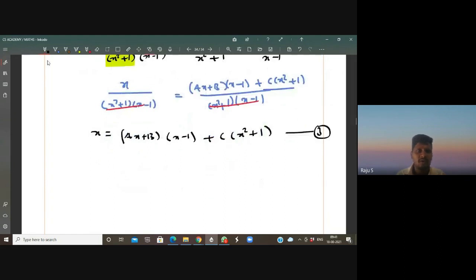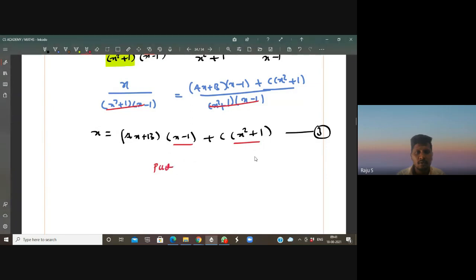Up to here, it is very clear to everyone. Now, here also the same thing: to find a, b, c, I'm going to substitute suitable values of x. First, I'm going to find the c value. To find the c value, I want to make ax + b become 0. For what value of x does this total value become 0, students?